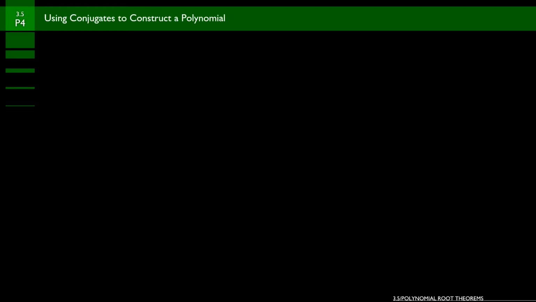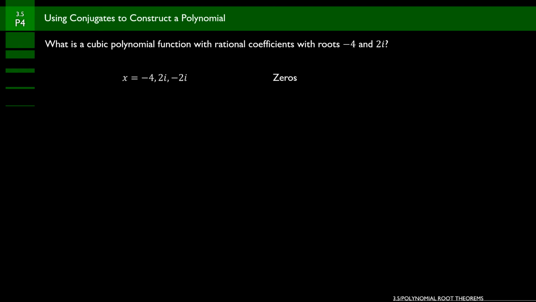Okay, in problem number 4, we are asked what is a cubic polynomial function with rational coefficients with roots of -4 and 2i. Since it's a cubic polynomial function, we know that there have to be 3 values of x. Right now we're given 2. We know that x is equal to -4, and x is equal to 2i. But with our conjugate root theorem, we know that 2i, since it's an imaginary number, has to be part of a pair. So it's going to be the conjugate of that. So -2i is also a root for this cubic polynomial function. So we write out our zeros, x equals -4, 2i, and -2i.